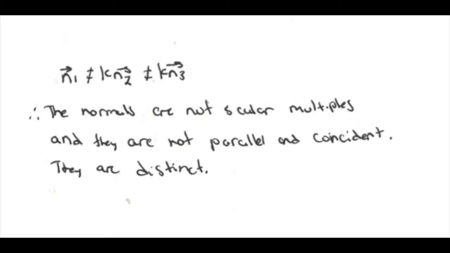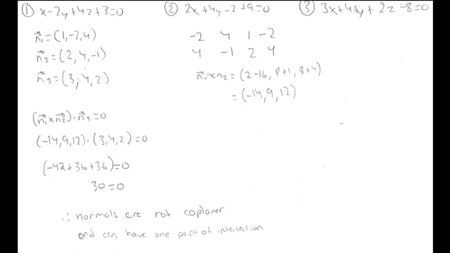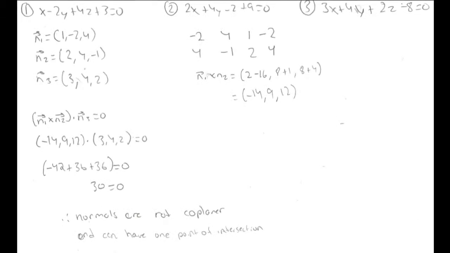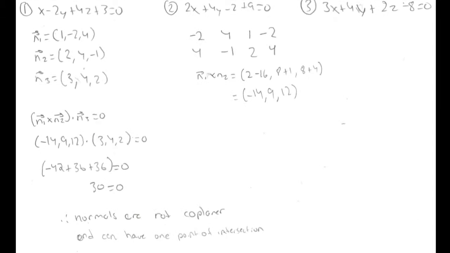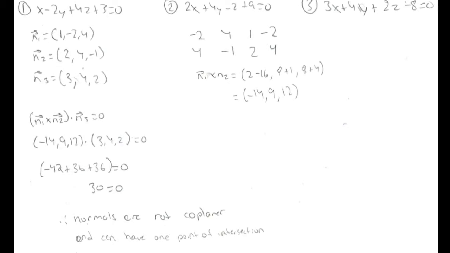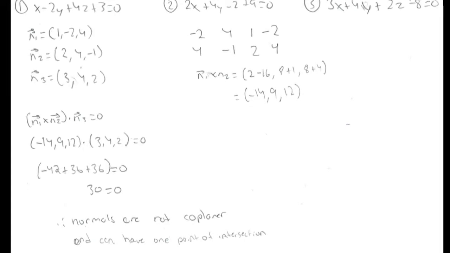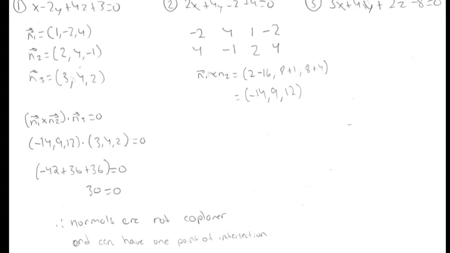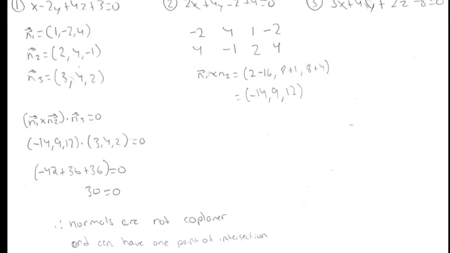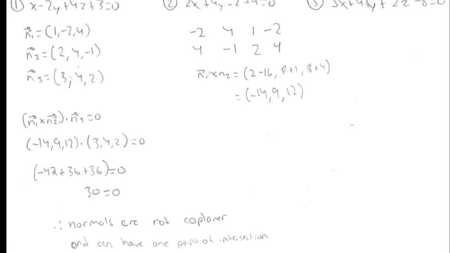The next step was to analyze whether any of the planes were parallel with each other. We checked this by checking whether each of the planes' normals were scalar multiples. They were not. So the next step was to check whether each of the normals were coplanar with each other. We did this by utilizing the formula of n1 cross n2, and the result of that with the dot product of n3. Since this result was not zero, it implies that they intersect at one point only.